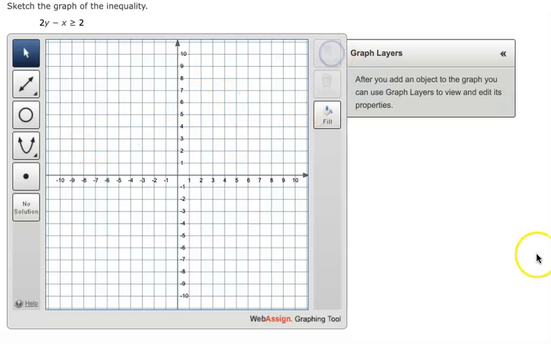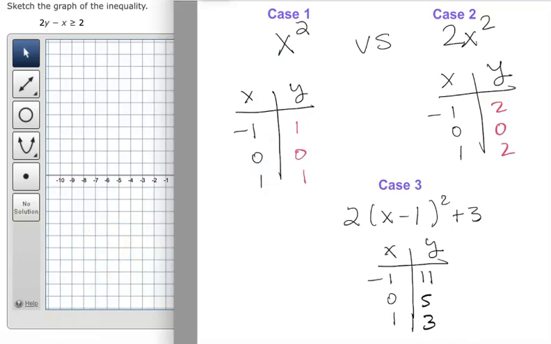Let's go ahead and give you some examples. So I have on the screen for you 3 examples, 3 different cases. I have case 1 where it's x squared. You must know your vertex. It's not listed on here and I didn't do the work for you. The vertex on case 1 is 0, 0. It starts at the origin.